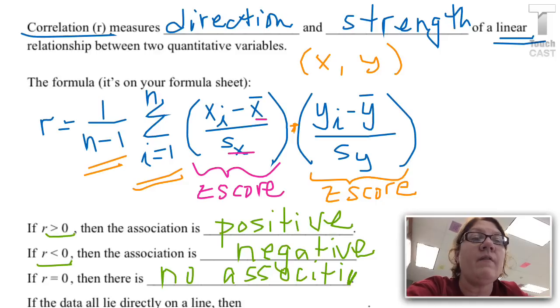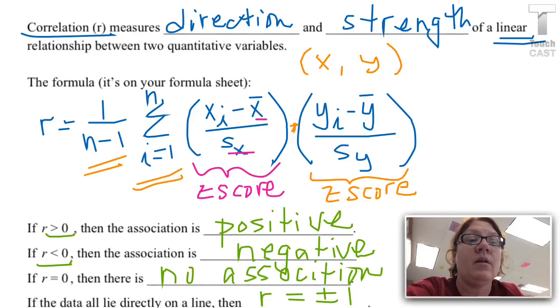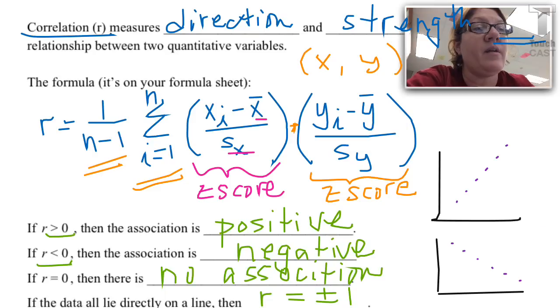And if all the data values lie on a line, then R is either positive or negative 1. And you could see that in both of these. This would be a positive 1. And this one, if they all lie on the line, pretend I hit it, equals a negative 1.